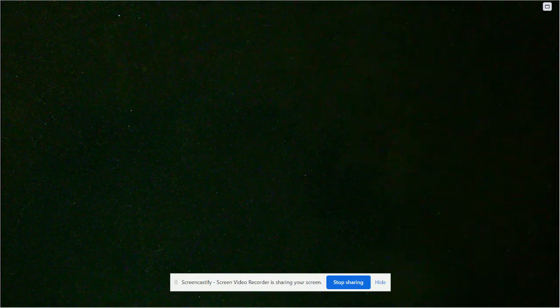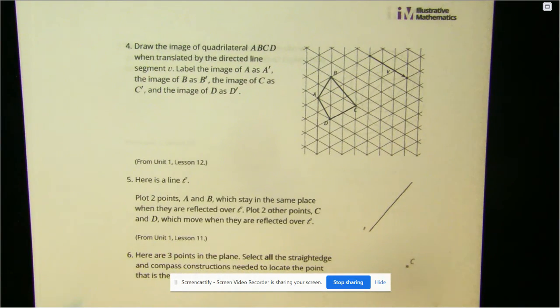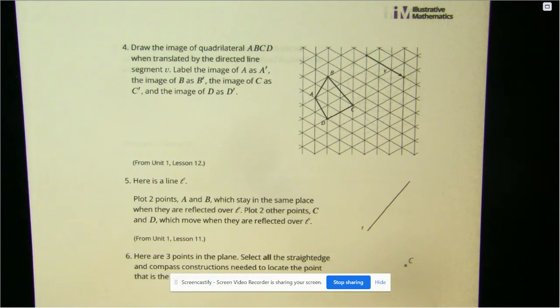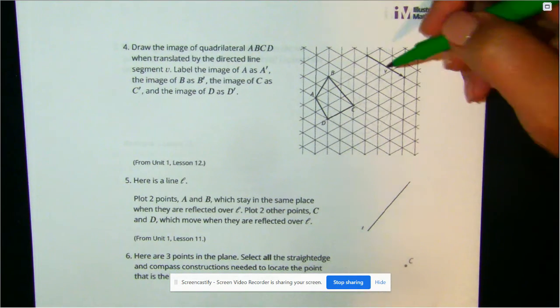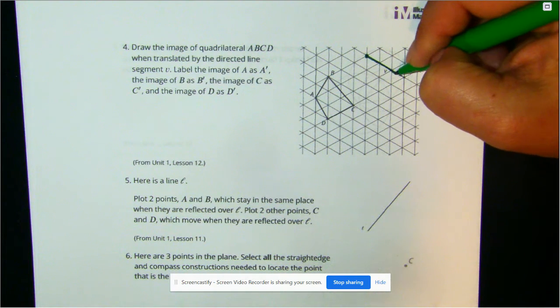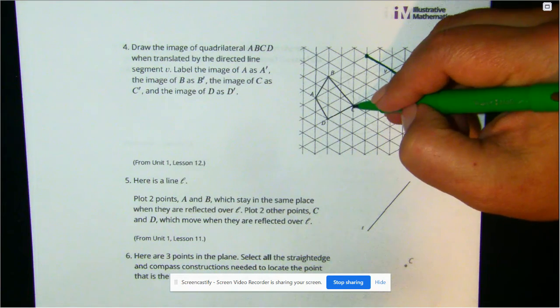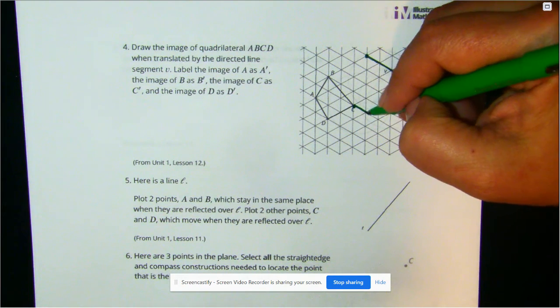Number 4. Draw the image of quadrilateral ABCD when translated by directed line segment V. Label the image of A as A prime, the image of B as B prime, the image of C as C prime, and the image of D as D prime. You don't really have to have tracing paper at this point. You can tell you're supposed to move it. Look, count. 1, 2, 3 in this direction. So see this one? You're supposed to move it 1, 2, 3.